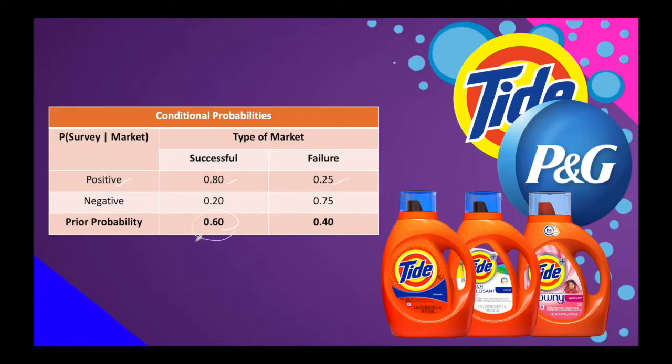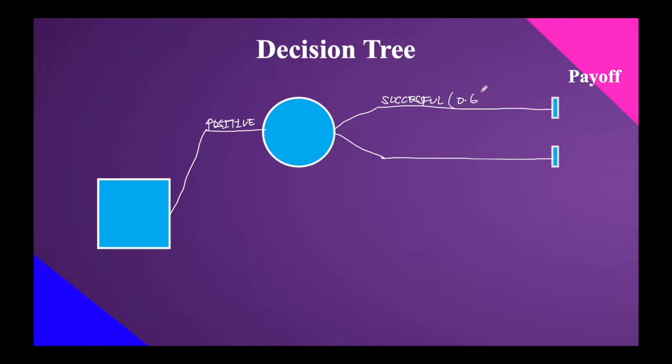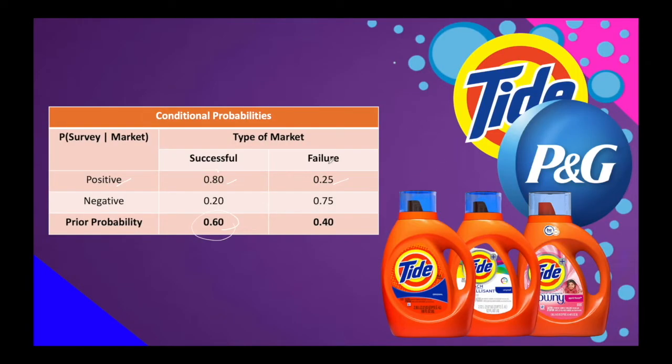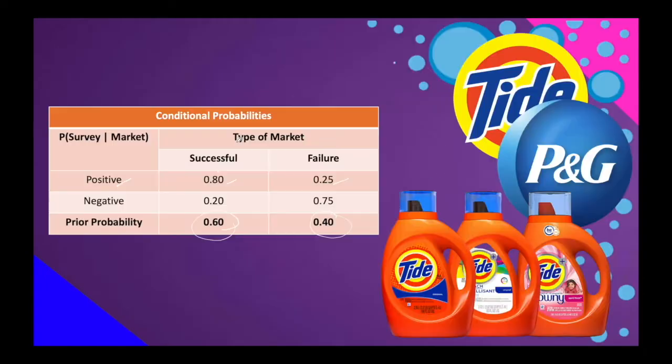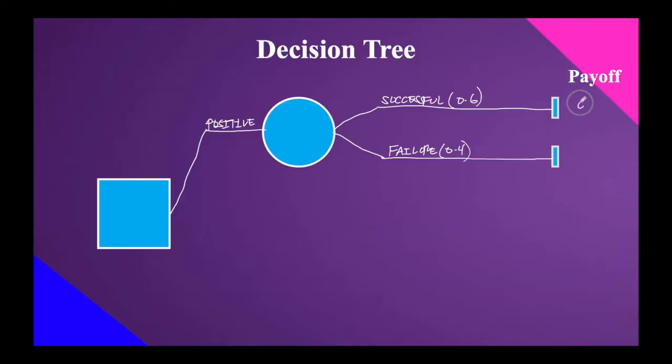So let's go to our decision tree. This is 0.6. Sa baba natin, we have failure. Okay, so the failure prior probability is 0.4. So let's write it here, 0.4. And of course, sa payoff. Payoff of what? Payoff of the successful and failure type of market under positive survey. And if we will going to check it on the table, that is 0.8 and 0.25. So let's write it here, 0.8, 0.25.